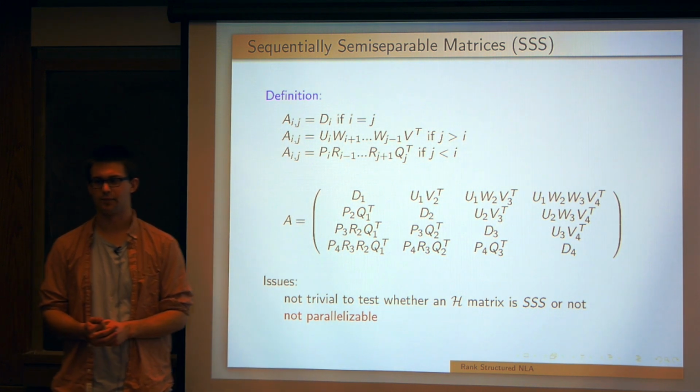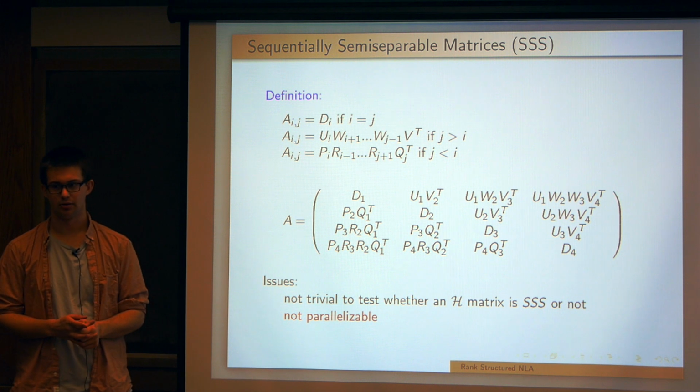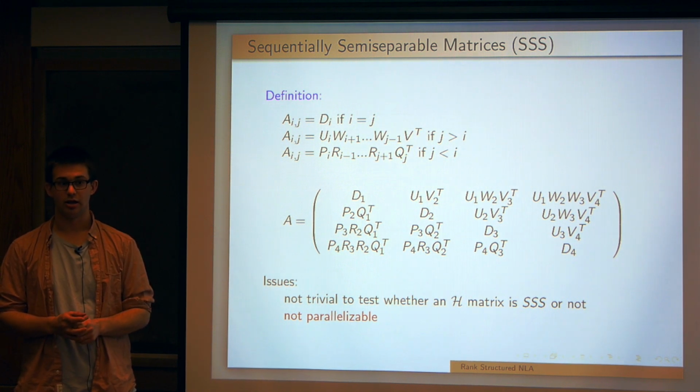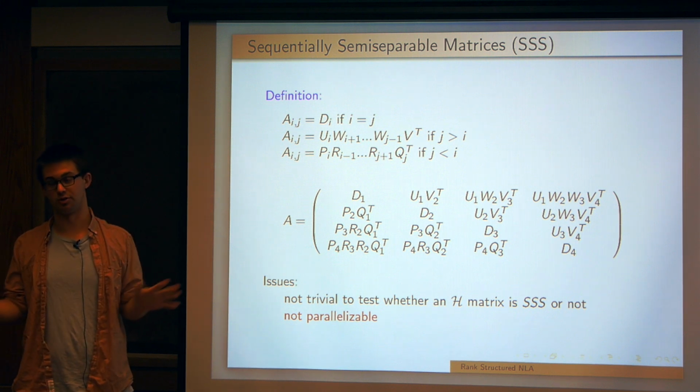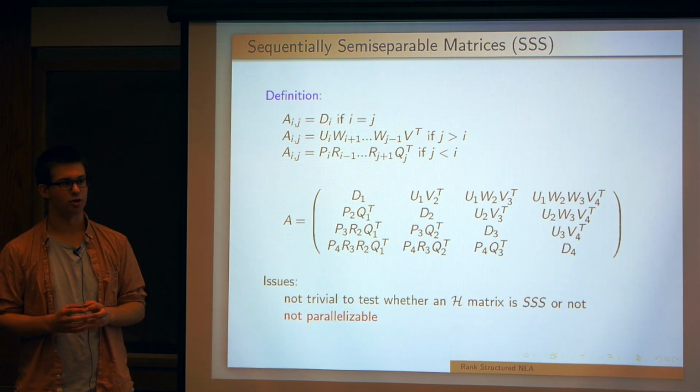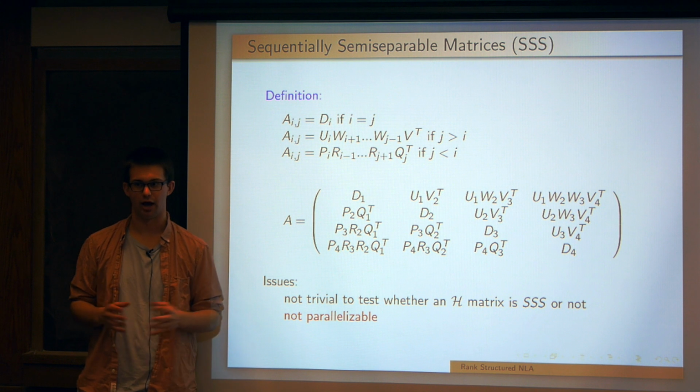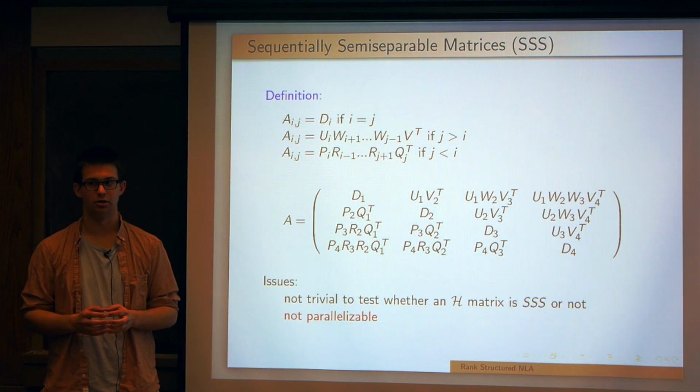So the main difference of H and SSS is that in H the bases are not nested, not necessarily nested. Yeah, they could have no relationship whatsoever. Okay. Where here we assume there's some connection, which happens a lot in applications.